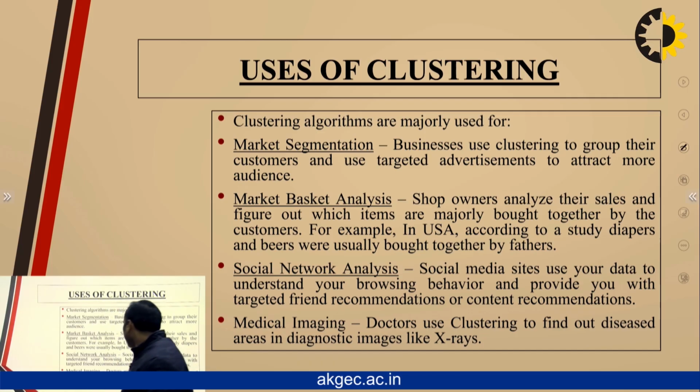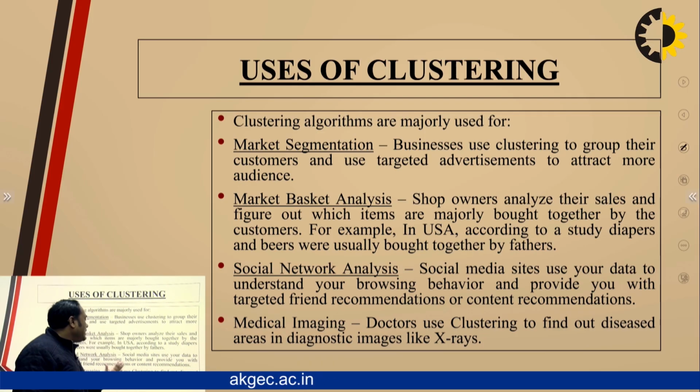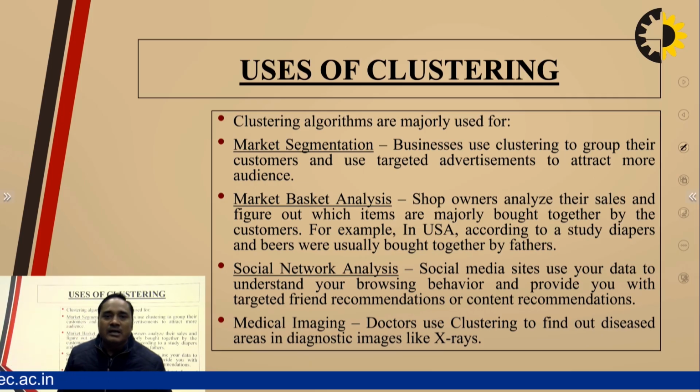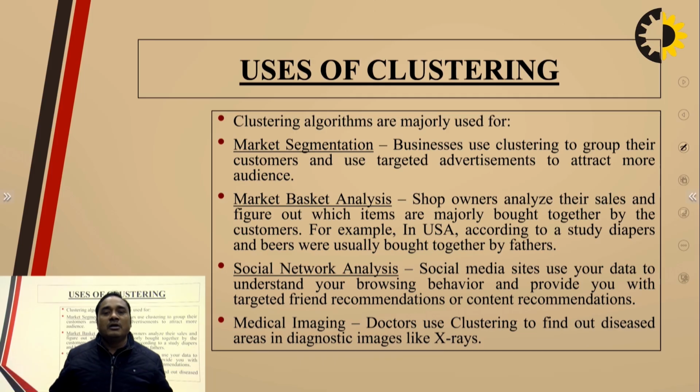Medical imaging. Doctors use clustering to find out disease areas in diagnosis images like X-ray, because in the medical system, in healthcare, machine learning plays a significant role in doing operations and diagnosing systems. Sometimes humans cannot do the diagnosis at that level, but a machine can. The accuracy of perfectness by using the machine is far better than the human. Machine does not get tired, but humans get tired after some time. That is the difference between machine and human.